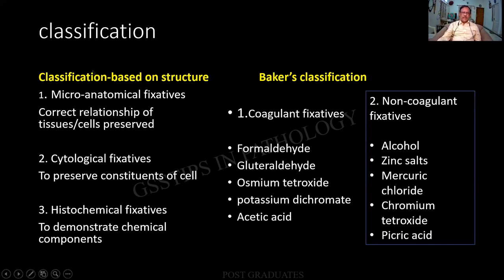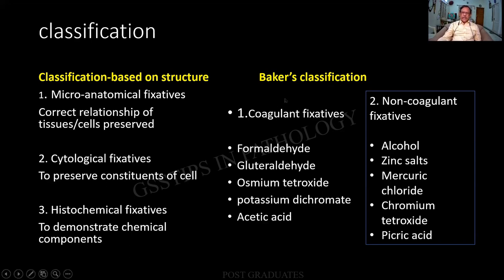There are two systems of classification. As I told you earlier, based on the structure of the cell: microanatomical, where the correct relationship of the tissue and the cells to each other is well preserved; cytological fixative, which your book of Culling gives very nicely; and histochemical fixative. Both Bancroft and Culling, along with Lynch, explain this in detail. So this is one way of classification of the fixative.